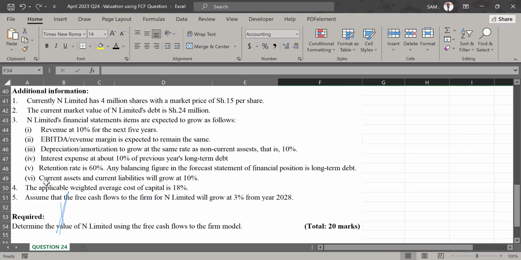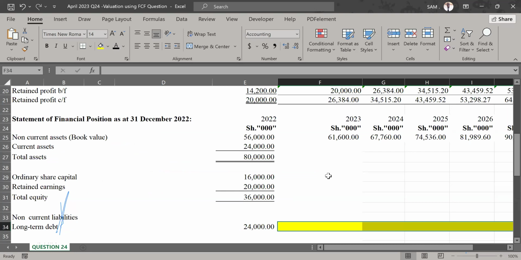Let's move to note number Roman 6, note 3, and take care of that adjustment. We were told current assets and current liabilities will grow at 10%. Current assets and current liabilities will grow at 10%. So let's come to current assets and current liabilities and subject them to a 10% growth rate. That is very direct and simple.